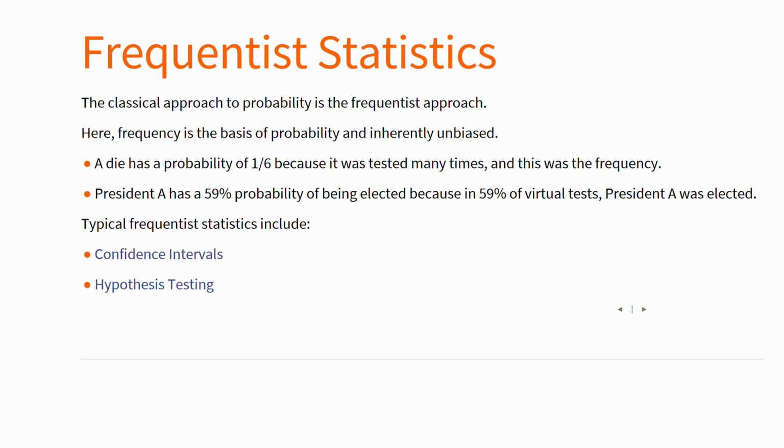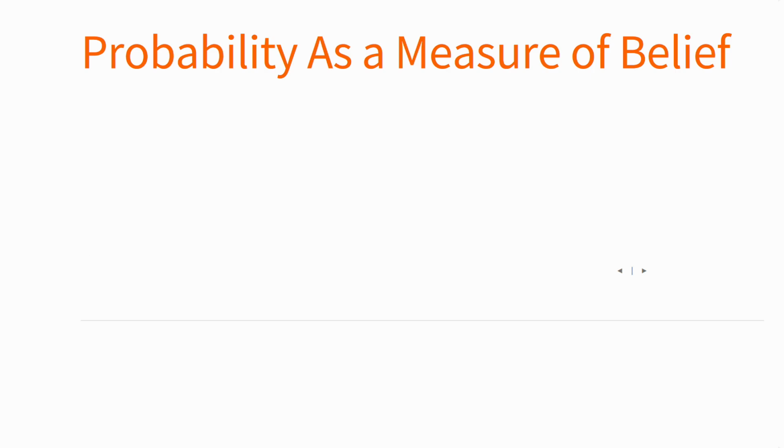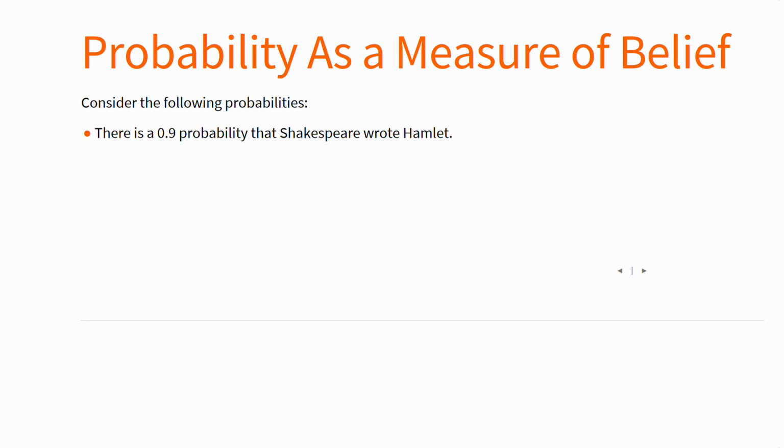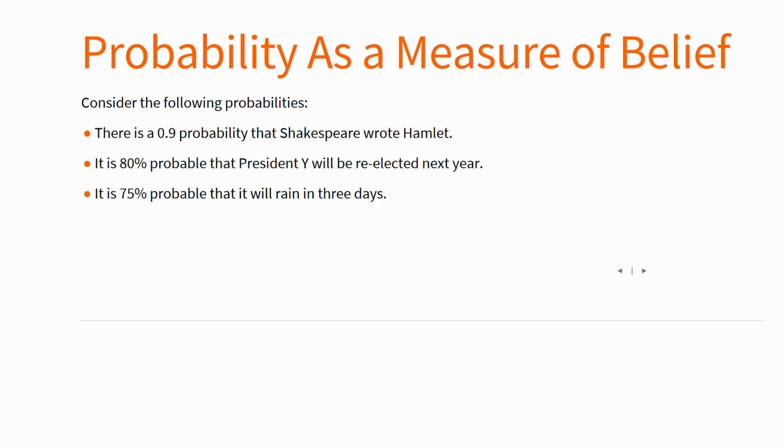This is opposed to the more subjective approach to probability, which often phrases itself as probability as a measure of belief. Consider the following probabilities. There is a 0.9% chance that Shakespeare wrote Hamlet. It is 80% probable that President Y will be re-elected next year. It is 75% probable that it will rain in 3 days. None of these events are strictly repeatable. In many contexts, a probability based on frequency is counterintuitive. Future or historical events never happen multiple times.